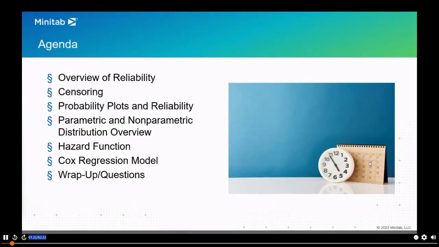Thanks, Sean. So today we're going to just do a little overview of reliability to get everybody on the same page. We'll talk about some reliability terms and techniques such as censoring and how probability plots work, as well as look at parametric and non-parametric reliability techniques, the hazard function, and finally, one of Minitab's latest additions to the reliability area, Cox regression. So let's get started.